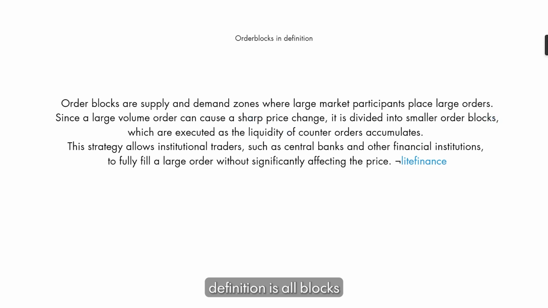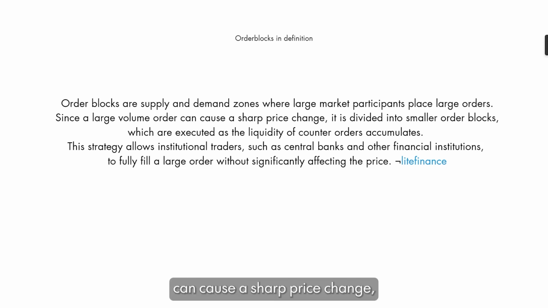However, the order block definition is order blocks are supply and demand zones where large market participants place large orders. However, since a large volume order can cause a sharp price change, it is then divided into smaller order blocks, which are then executed as the liquidity of the counter orders accumulates. This strategy allows institutional traders such as central banks and other financial institutions or hedge funds to fully fulfill a large order without significantly affecting price.